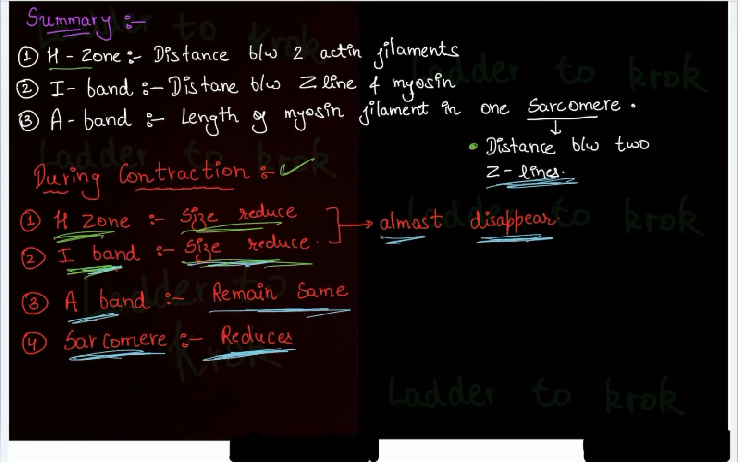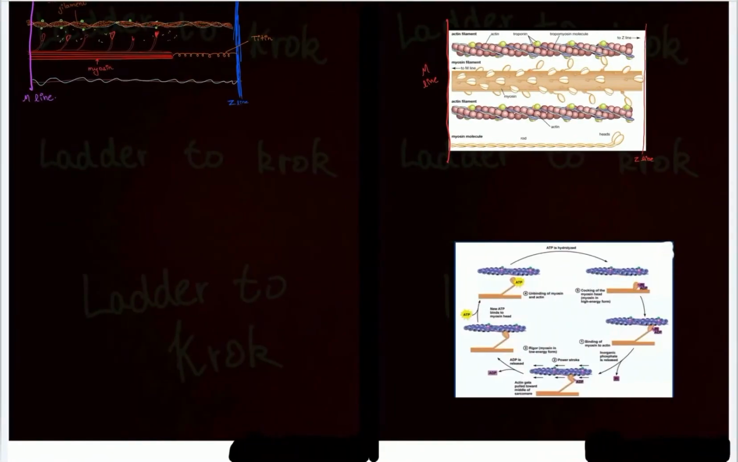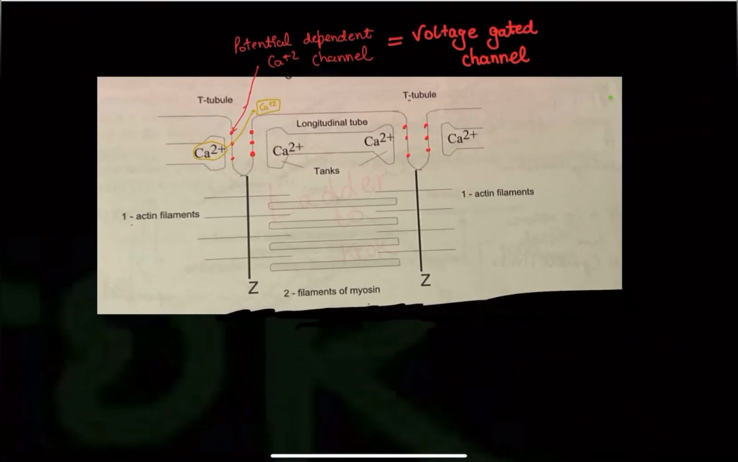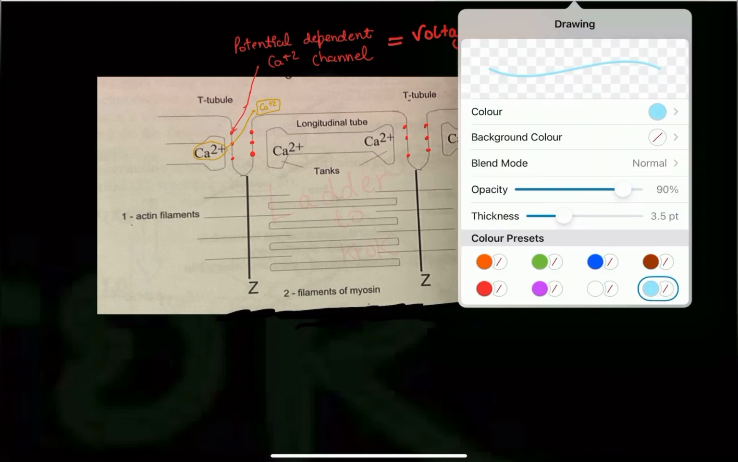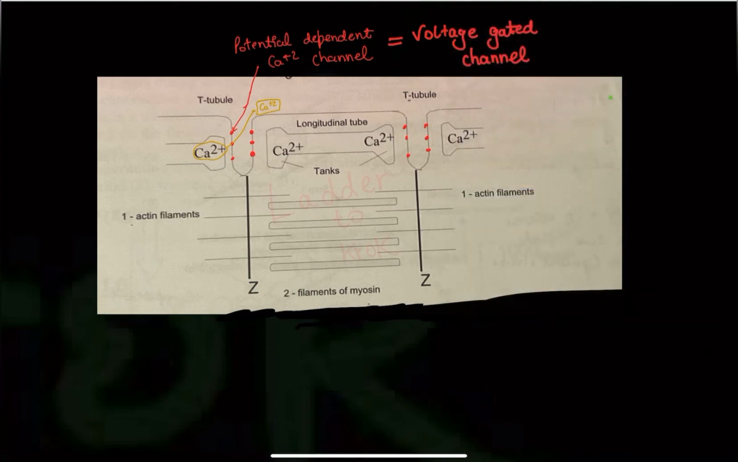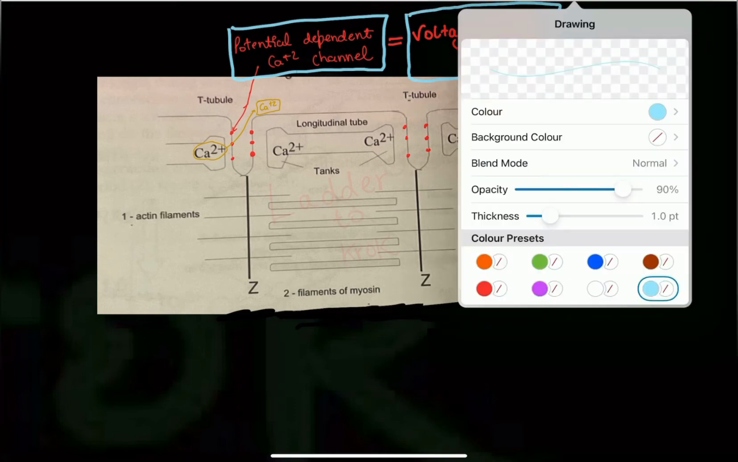Now I want to tell you how the myosin head attaches to this. Imagine this is a cell, any cell membrane, and here some action potential arises. That action potential will irritate the potential dependent calcium channels, also known as voltage gated channels.